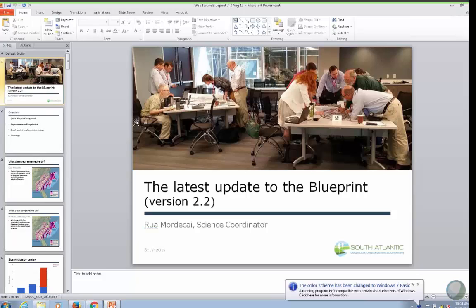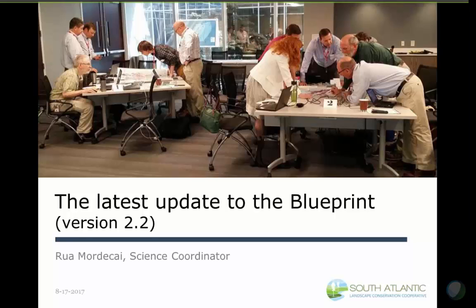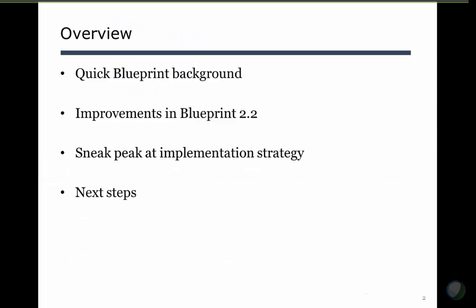All right. So today, as Hillary said, I'm going to be talking about the latest update to the Blueprint, which is now version 2.2. I'm just giving you a very quick Blueprint background. A lot of folks already know much about the Blueprint, so I'll give you this sort of quick catch-up. Then we're going to dive into improvements in Blueprint 2.2, both before and after the recent workshops, which is pretty fun. And then a little sneak peek at the Blueprint 2.2 implementation strategy as it is right now, and then we'll talk about next steps. So, should be fun.